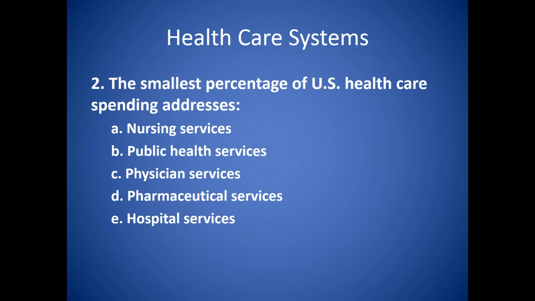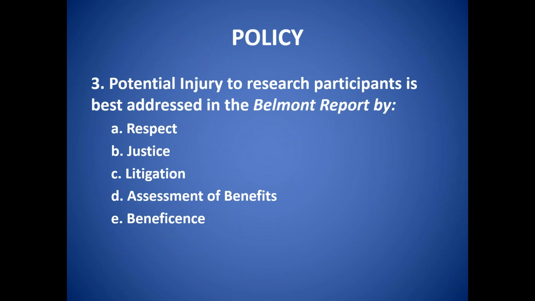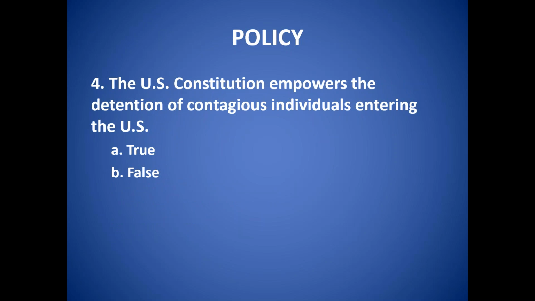Okay, here we go. The smallest percentage of U.S. healthcare spending addresses, and as I pointed out, we're talking about something in the range of 1% of all healthcare expenditures going to public health. So it's obviously answer B. Potential injury to research participants is addressed in the Belmont report by beneficence. U.S. Constitution empowers detention of contagious individuals entering the U.S. It's not that specific. It's statutory authority that addresses that.